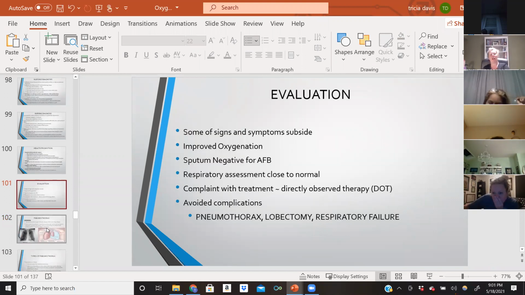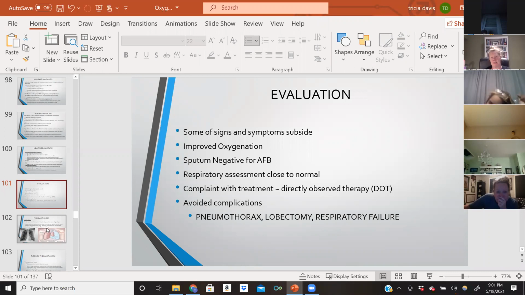So when we evaluate our patients with TB, we want to see some of the signs and symptoms subside. Remember, this is a long process, so we probably aren't going to see all of them, but we want to see things going in the right direction. We're going to see improved oxygenation. Maybe they were on 4 liters before, and now they're doing their activities of daily living and they only need 2, or maybe they don't need any oxygen. We're going to see those sputums come back negative.